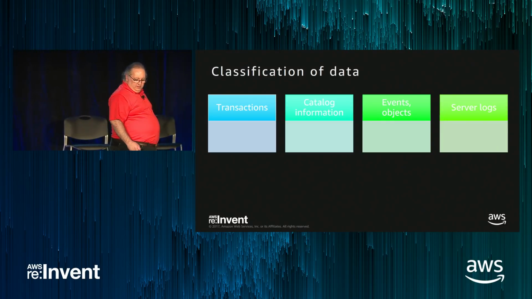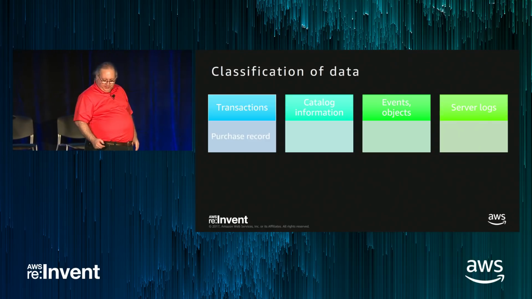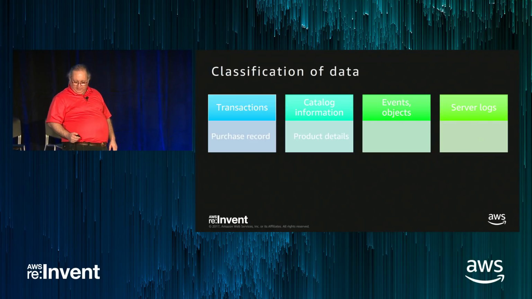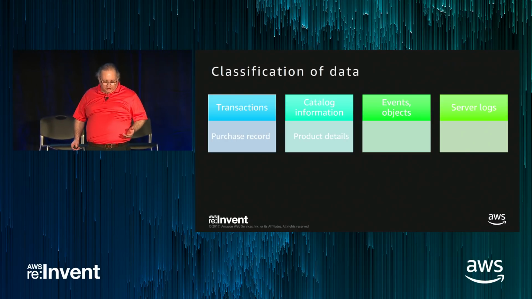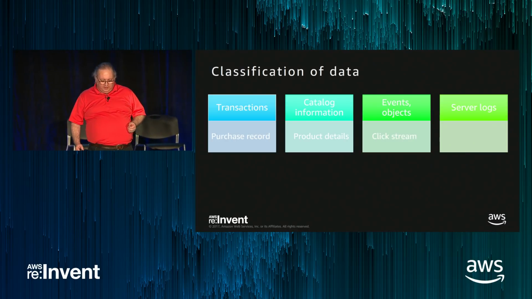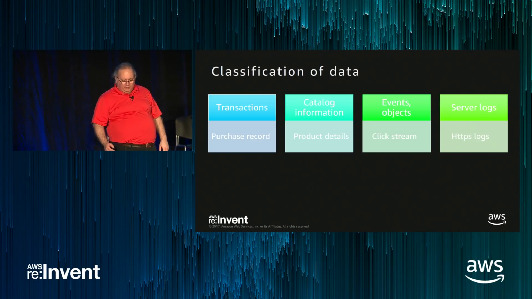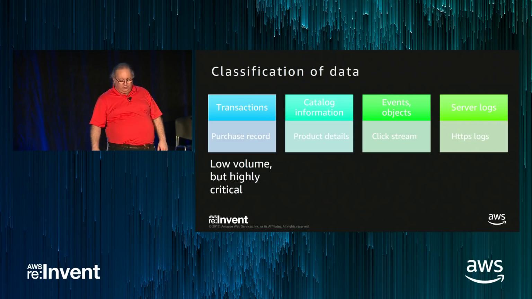Classify the data. So I've got data that is transactions. Right? This is stuff like purchase records. I've got data that is catalog information. This is stuff like product data. I've got events and objects like click streams. I've got server logs and data like that. So that first category is low volume, but pretty critical, right?